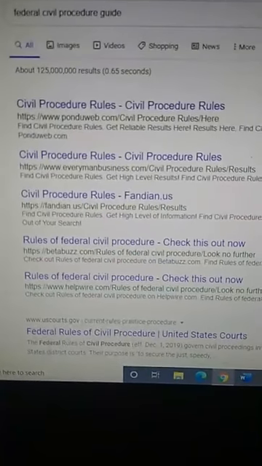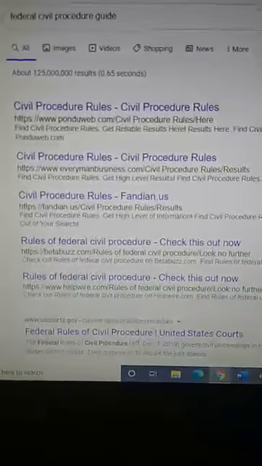Not sure if you can see this, but I typed in the word Federal Civil Procedure Guide, and we're going to scroll down to it because a lot of people don't know about this guide. It's free to download, but it has a lot of pages of a lot of different laws. So I'm here to show everybody what they can use these laws for.